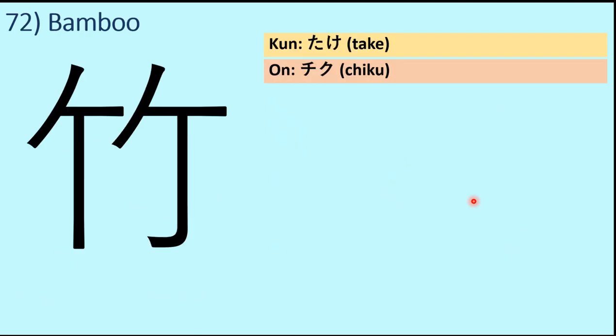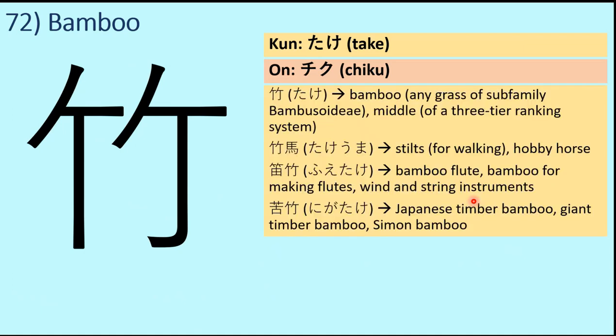Next is bamboo. Bamboo, in Kun'yomi we call it take, and in On'yomi we call it chiku. Take and chiku. Take means bamboo, any grass of subfamily Bambusoideae, middle of a 3-tier ranking system. So you can see that there is no similarity between these two meanings. One is bamboo, one is middle of a 3-tier ranking system. So it depends on the context in which this symbol is used, and in combination with which other characters. Depending on that, the meaning will vary.